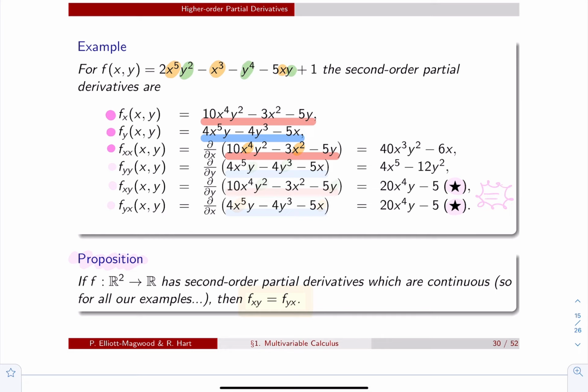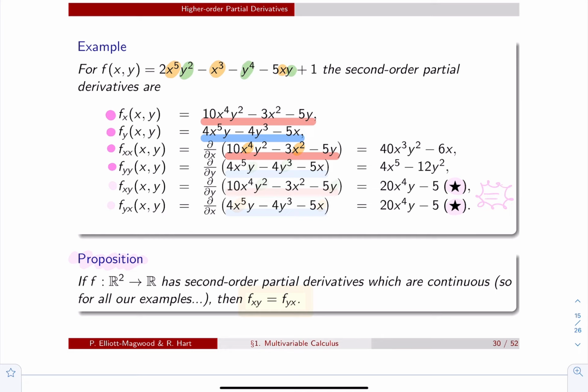So when I differentiate, I get 10 times 4x cubed y squared minus 3 times 2x and minus 0, which simplifies to 40x cubed y squared minus 6x. Again, here, nothing too difficult. Just be careful. Remember, when you differentiate with respect to one variable, the other one is just a coefficient or a constant that you keep or you send to 0.